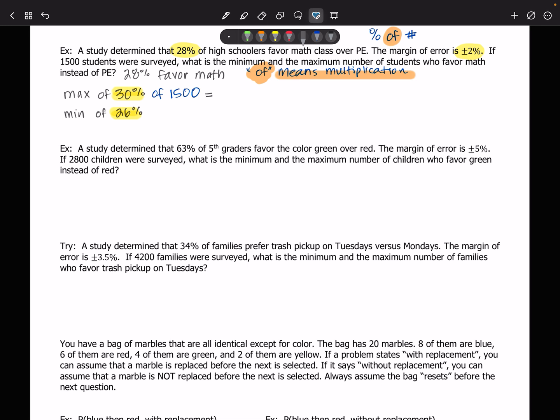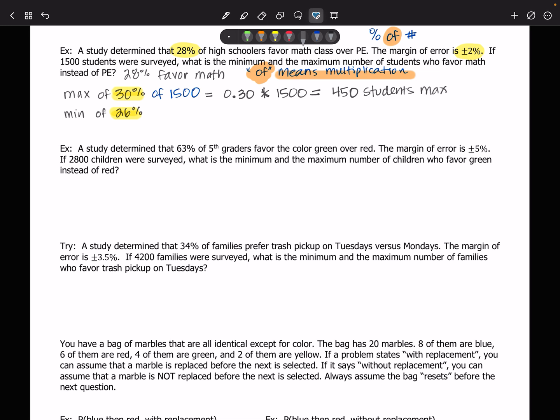I put that into my calculator, and when I put that into my calculator, I'm going to put 0.30 times 1,500, and that gives me 450. So 450 students max.